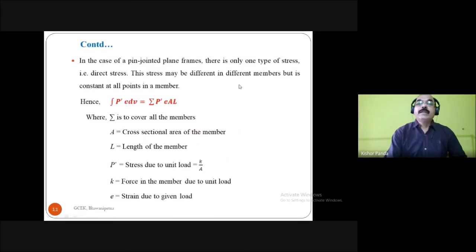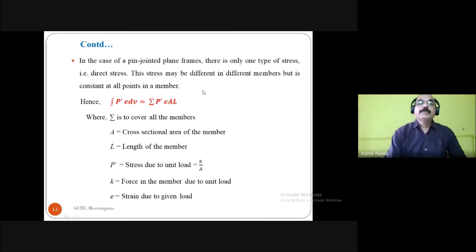The stress may be different in different members, but is constant at all points in a member. Hence, the integration of P dash E dV is equal to summation of P dash E into A into L, because this is the change in volume. For the total truss, you have to take the summation over all the members. So summation of P dash E A L. This is for all the members of a truss.